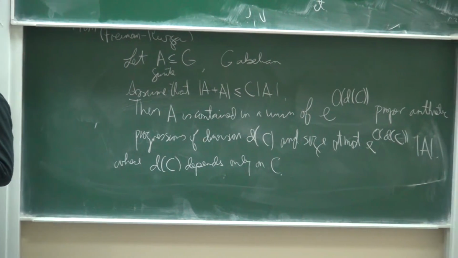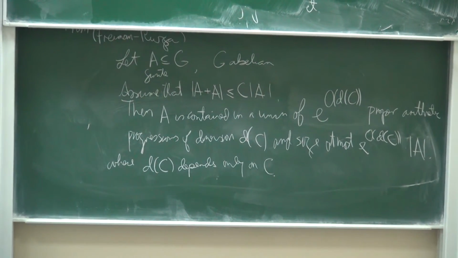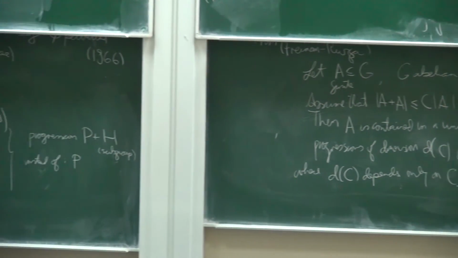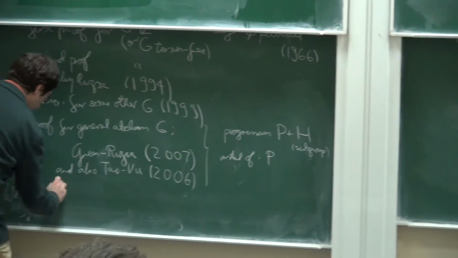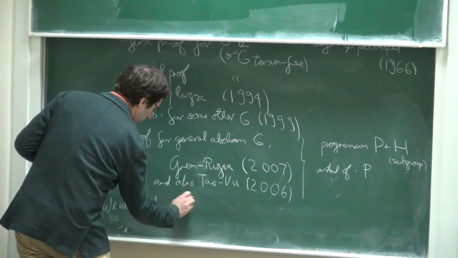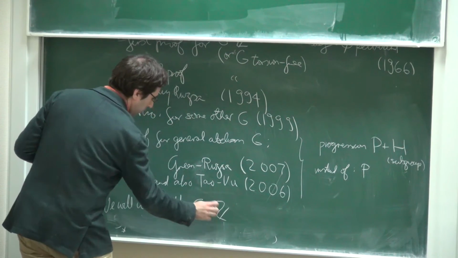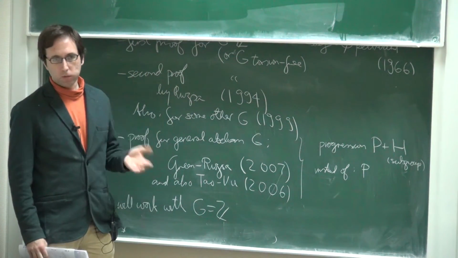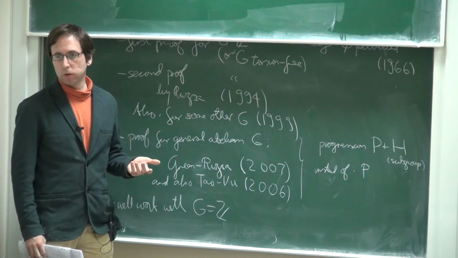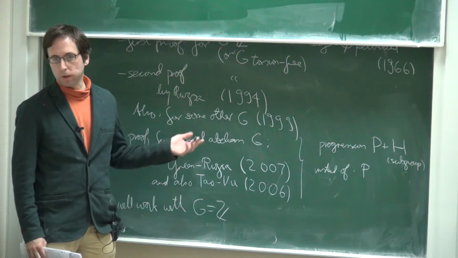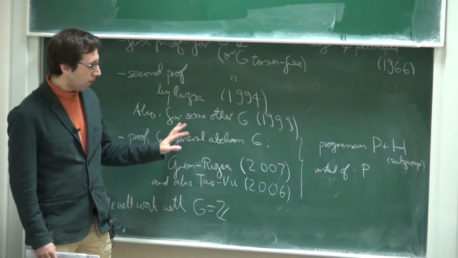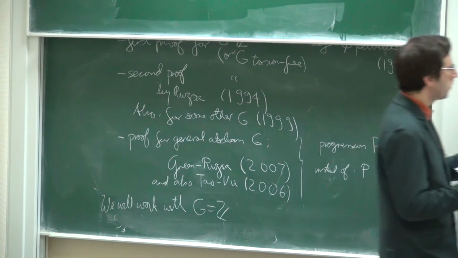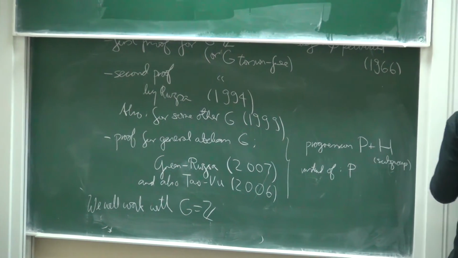In fact, here we will just do the case of torsion-free groups. In particular, we will do G equals Z. But everything we will do carries over to torsion-free groups, and most of what we do also carries over to the general case, though there are some additional complications. Very well.